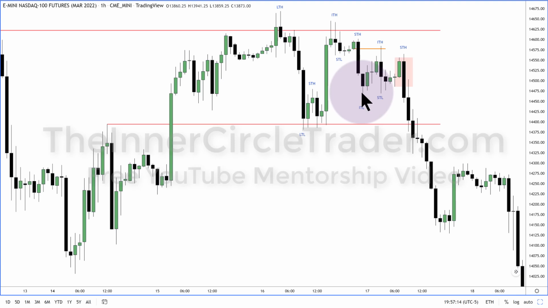The market has traded higher and then consolidated. We failed to go above this important high back here. That's a long-term high. Then we have an intermediate-term high. Why is this an intermediate-term high? Because we have a short-term high here and a short-term high here. So between two short-term highs, the highest high between those, that's an intermediate-term high.